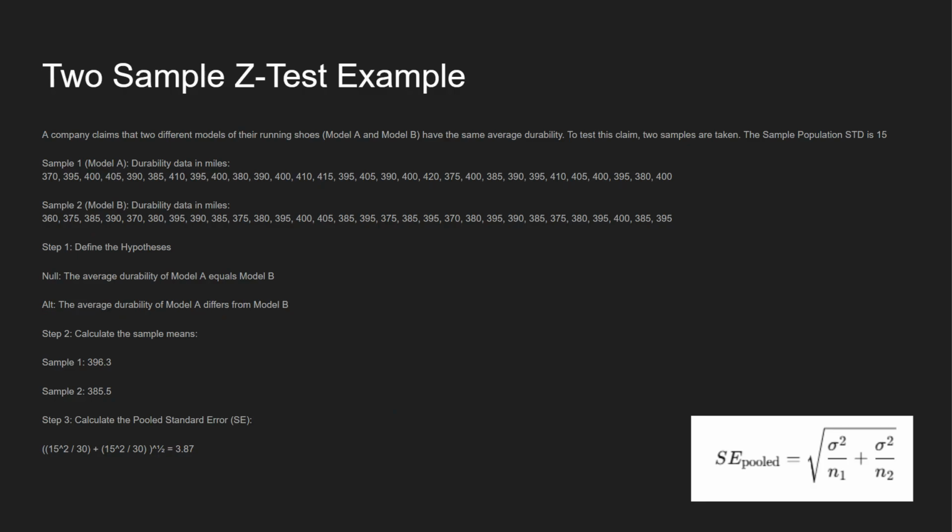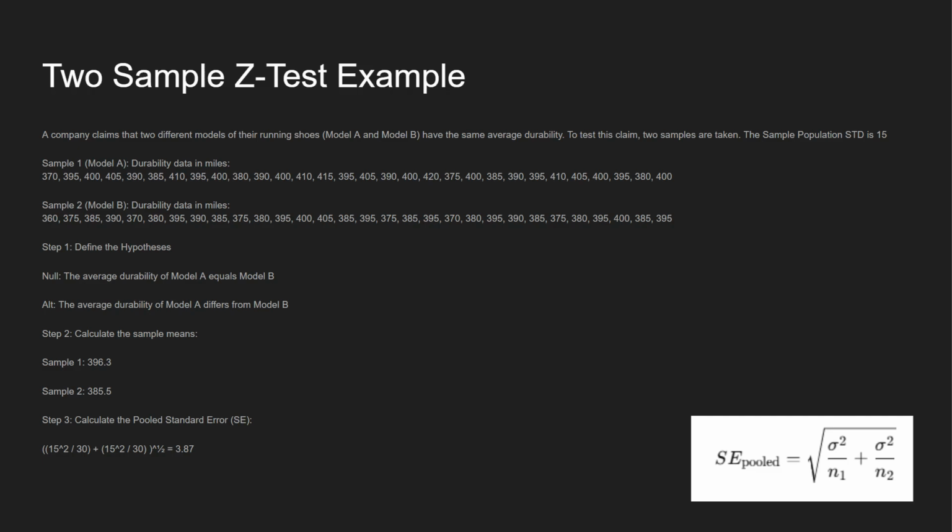So a company claims two different models of the running shoe, model A and B, have the same average durability. To test the claim, two samples are taken. The sample population standard deviation is 15. Sample 1, model A, durability, and we have these numbers over here. Sample 2, model B, and we have the durability also in miles.